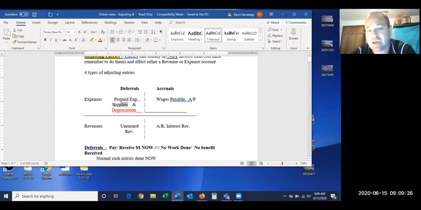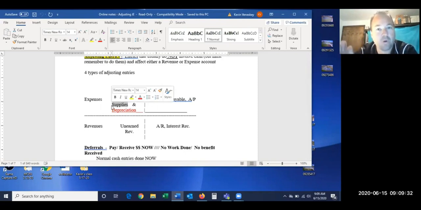Same with supplies. Supplies we're going to purchase right away, but we're not going to necessarily use them. We're going to use them a little bit over time. Then when we do use them, we need to expense them because we got the benefit of it. Remember, with the expenses, you've got to get the benefit of it right now, and you've got to have the benefit last less than a year.